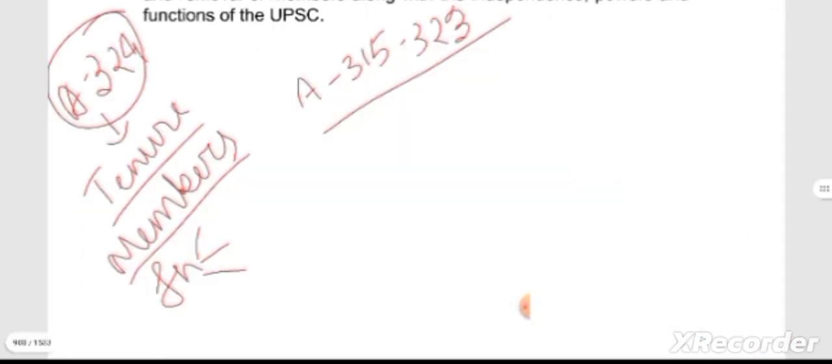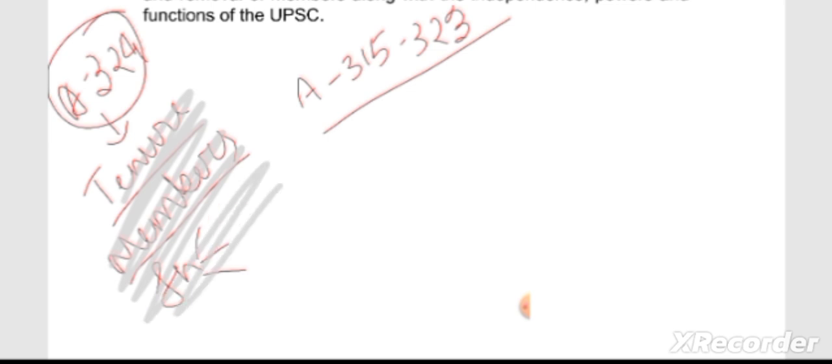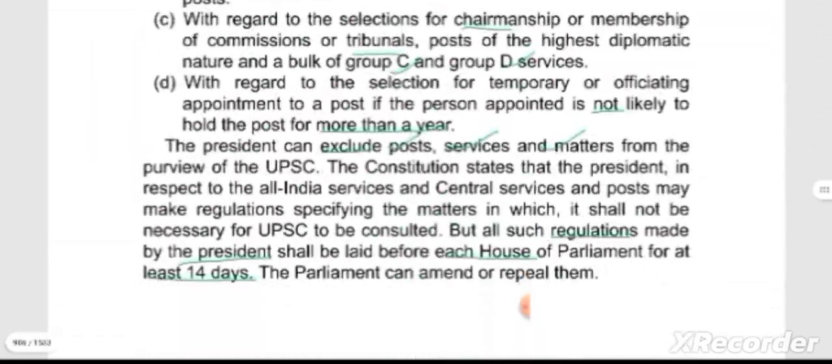Along with that, how many members are there will also be covered. Along with that, what are the functions? Three types of functions were there. Do recall this whenever the reading is going on, then there is a need of recalling.